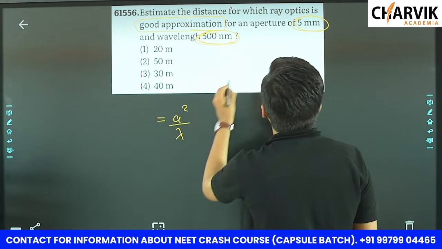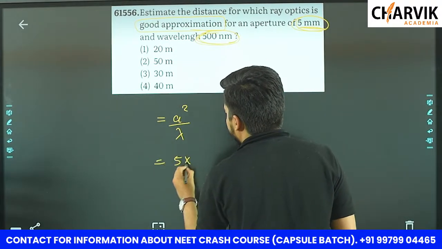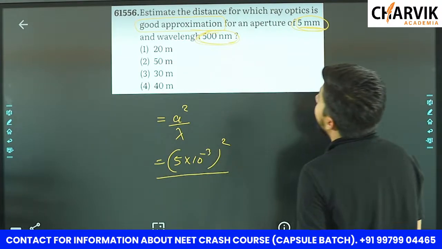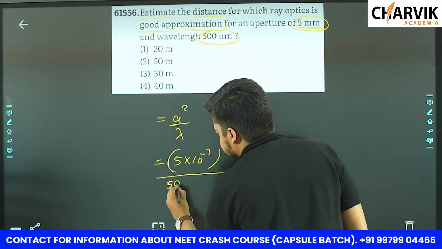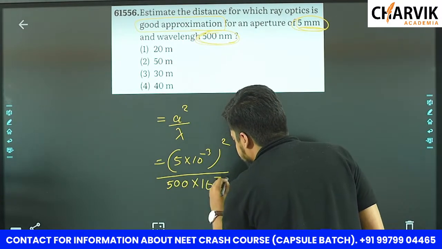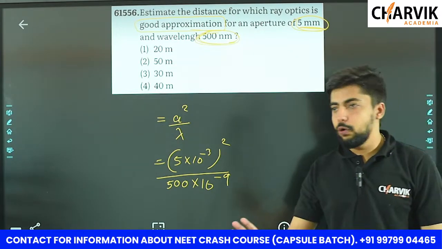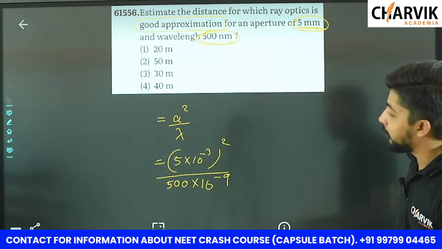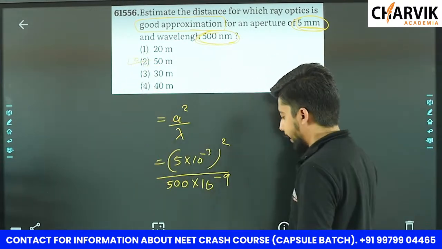And the length of the aperture is given, it is 5 millimeter. So you can say 5 into 10 raised to minus 3, whole square, divided by the wavelength, which is given as 500 nanometer, so 500 into 10 raised to minus 9. Very simple formula, very simple values. I think you don't even need to use the calculator in this case, and your answer will be 50 meter, which is given in the second option.